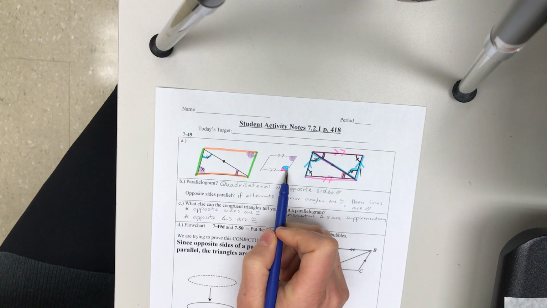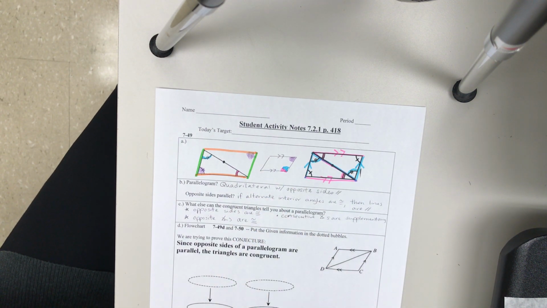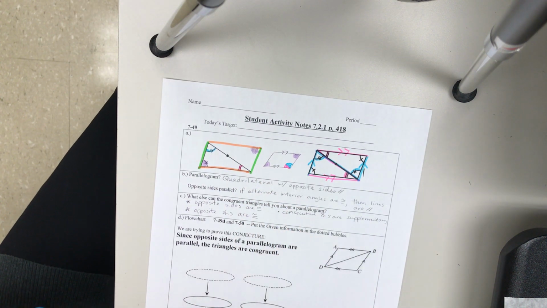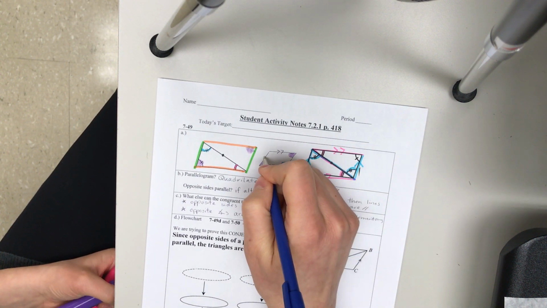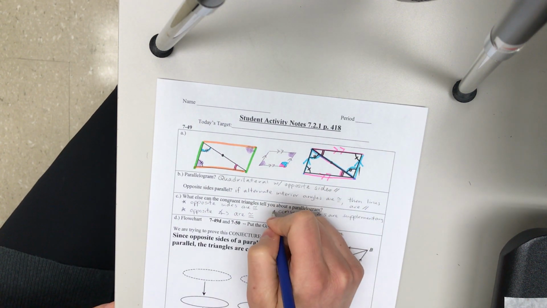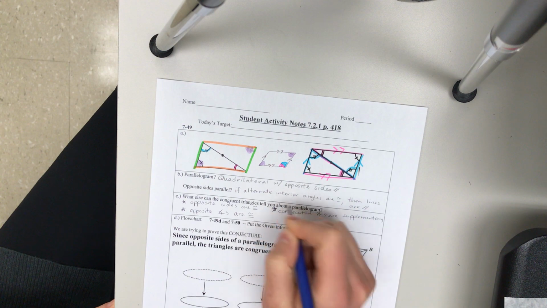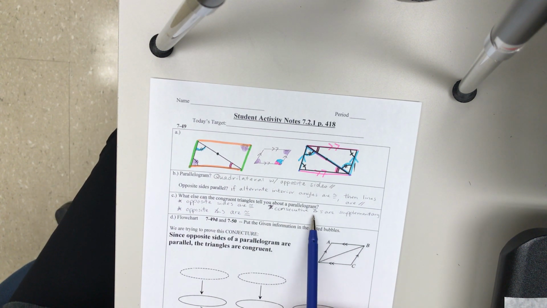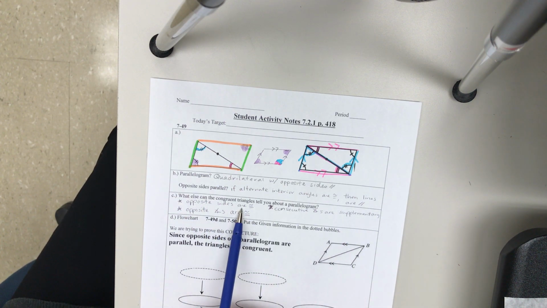And the same thing would be true about those two. Purple plus pink and blue make 180, all the way around, because we already said these are parallel sides. So in a parallelogram, these are facts that you are going to need to know, so writing them down right now would be a good idea. Consecutive angles are supplementary, opposite sides are congruent, opposite angles are congruent.